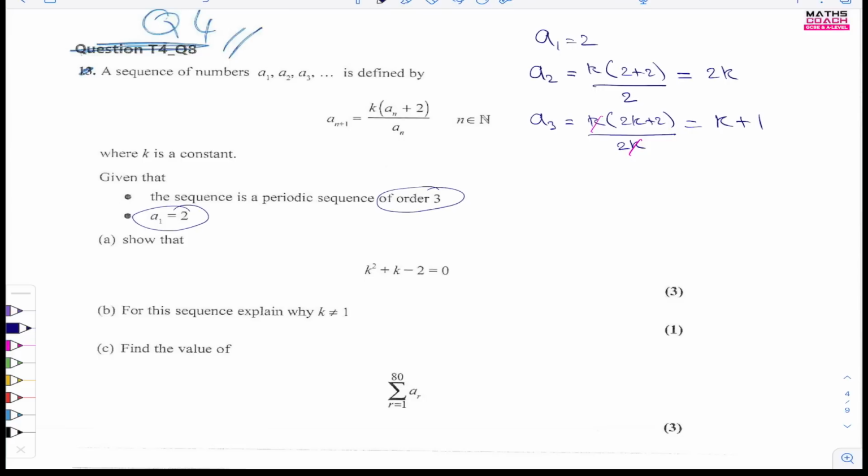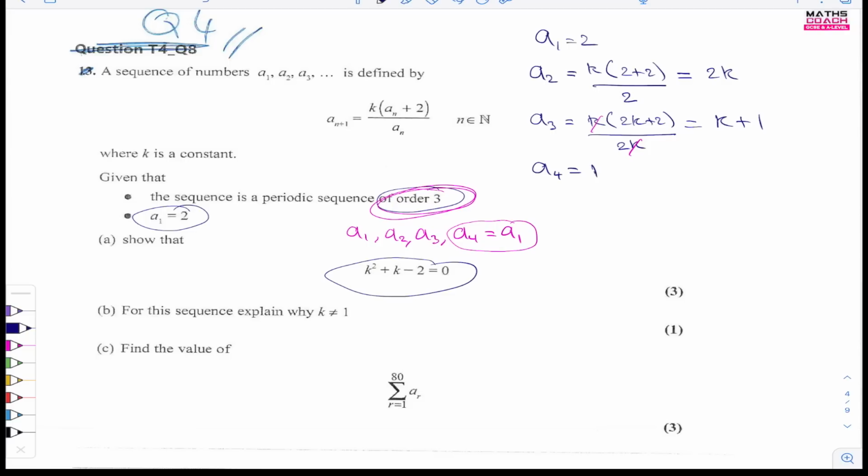Now I've got to mention that an order 3 sequence means that once you get to the 4th term, it takes you back to the first term. So the 4th term will be the same as the first term for a periodic sequence of order 3. We worked up to the 3rd term, so now we need to find an expression for the 4th term and equate it back to the 1st term, and that should lead you to this quadratic here.